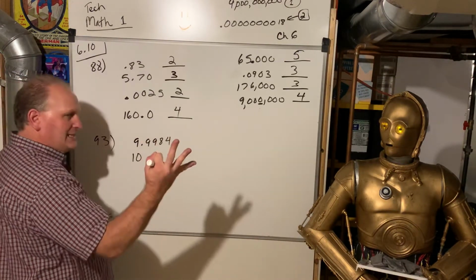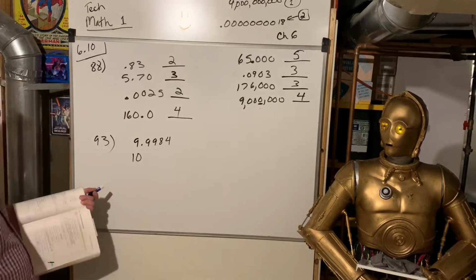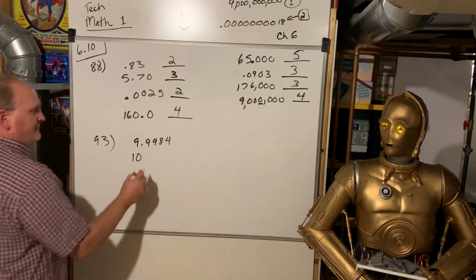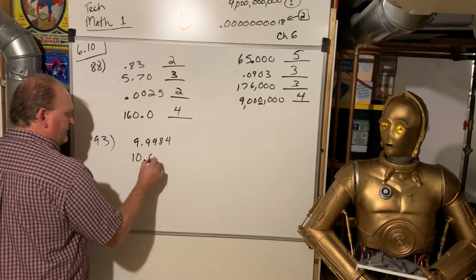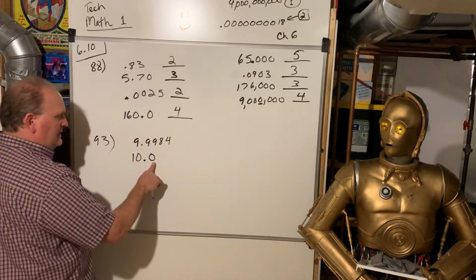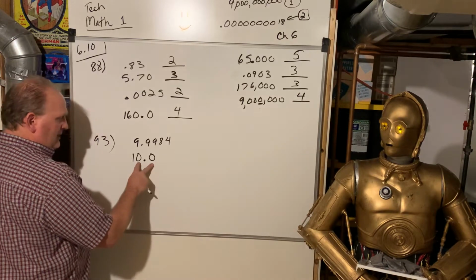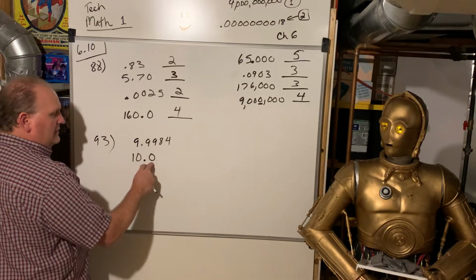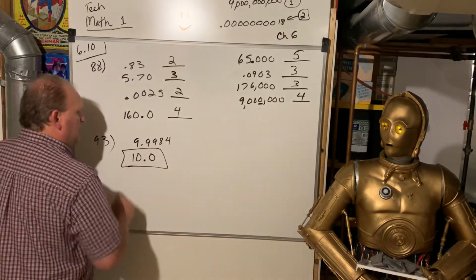They want 3 significant digits. So I would add 0.0. Now this is significant because it's after the decimal and I didn't need it. And so if that's significant, that one gets captured. So 1, 2, 3. Now it's got 3 significant digits. Okay.